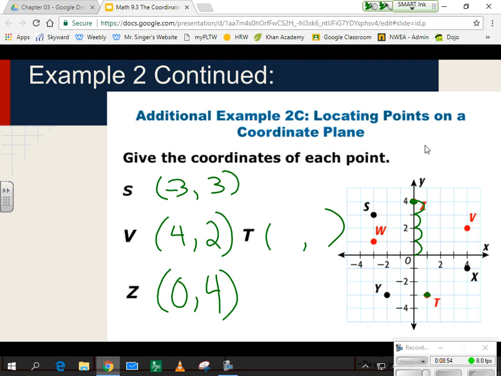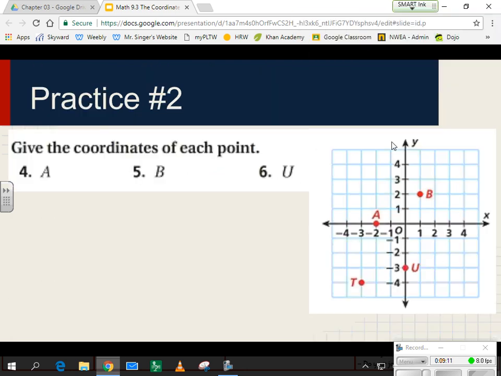And finally, for T, Mr. T, we're going over here. So first we got to go to the right 1. And then we're going to go down 1, 2, 3. And because we're going down, that's negative 3. So you can copy these if you need to. If not, they're just more examples before we get into our practice.